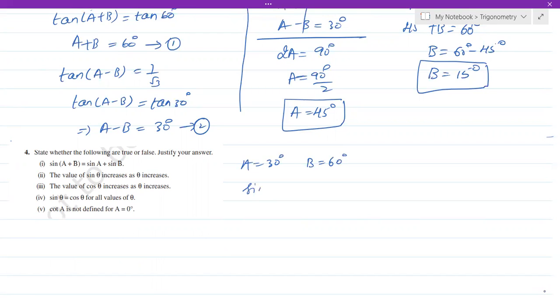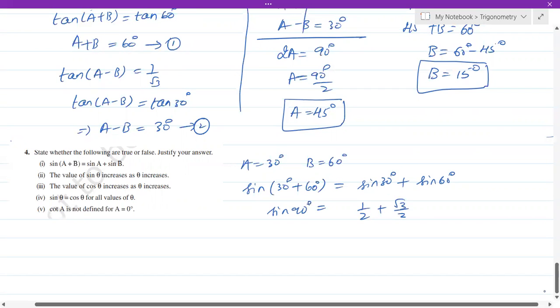Okay. So sine of A plus B. A is 30, B is 60. According to the claim, is it equal to sine A plus sine B? That's what we have to find. So 30 plus 60 is 90. So here we get sine 90. Sine 30 value is 1 by 2. Sine 60 value is root 3 by 2. Sine 90 is 1. Here if you add it, you get 1 plus root 3 by 2.